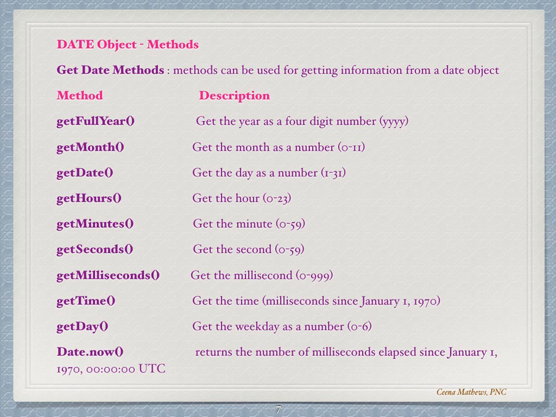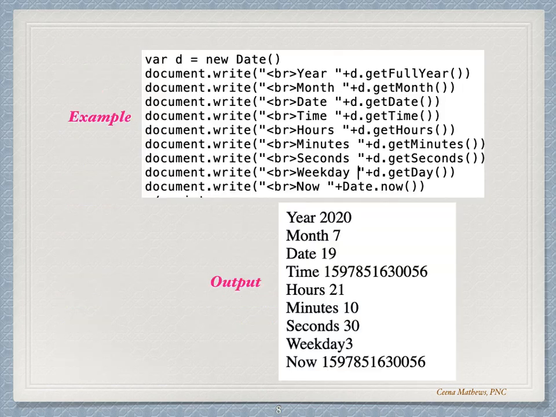The next method is Date.now, which will return the number of milliseconds elapsed since January 1st, 1970. The output of Date.now is the same as getTime. Both will give the same result. We'll see an example for this.